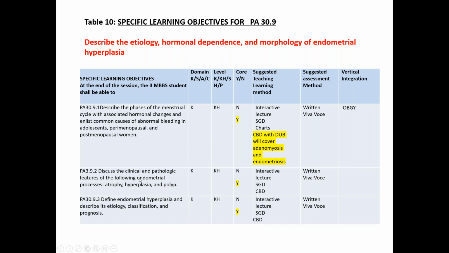And then the next SLO is discuss the clinical and pathologic features of the following endometrial processes: atrophy, hyperplasia, and polyp. And define endometrial hyperplasia, describe its etiology, classification, and prognosis. Or rather complication. We can mention complication instead of prognosis. Yeah, complication.